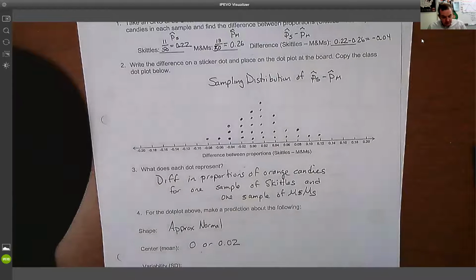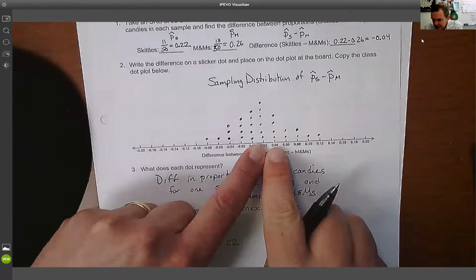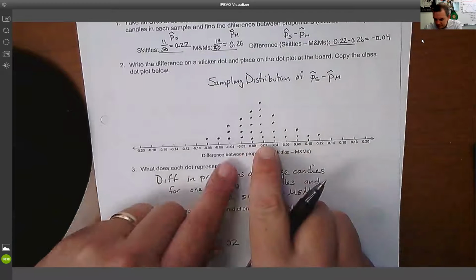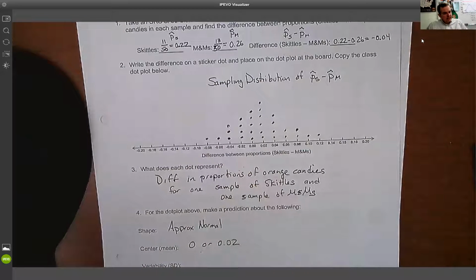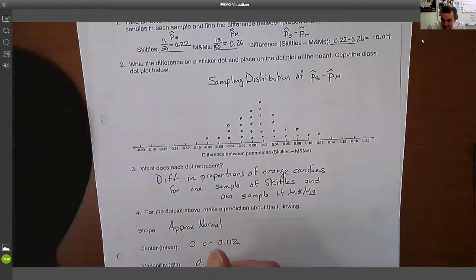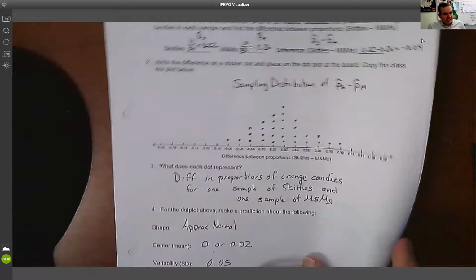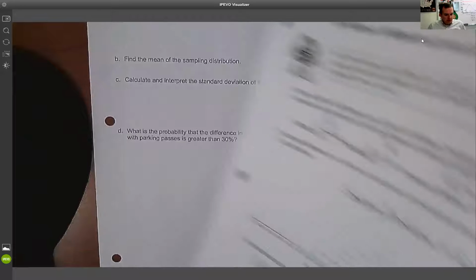And what does our variability look like in terms of the spread? Well, if we go from 0.02 to 0.12, and from 0.02 to negative 0.08, then if we ballpark it, maybe about 0.05 would be our variability. So now we're going to dig into it a little bit and see what the real numbers are.